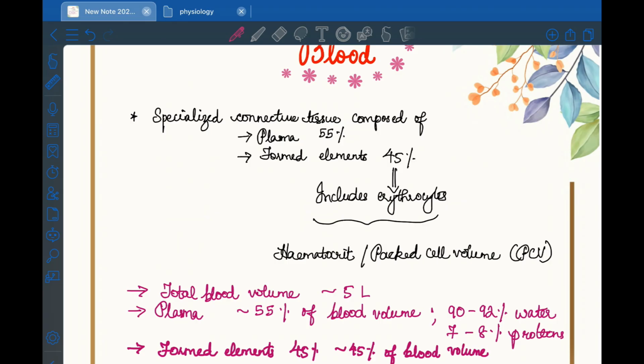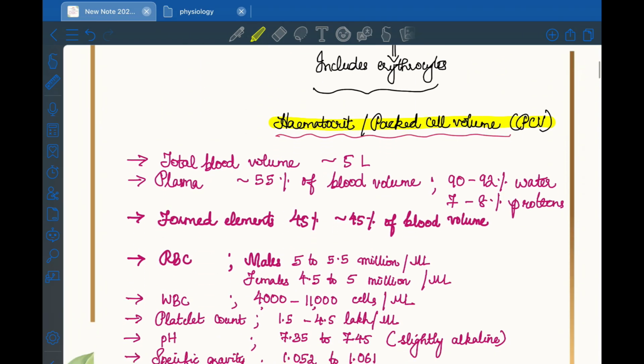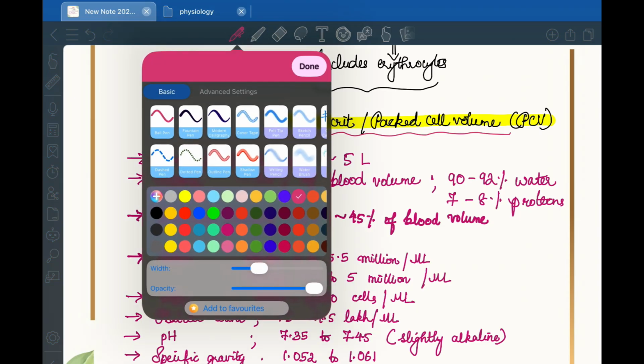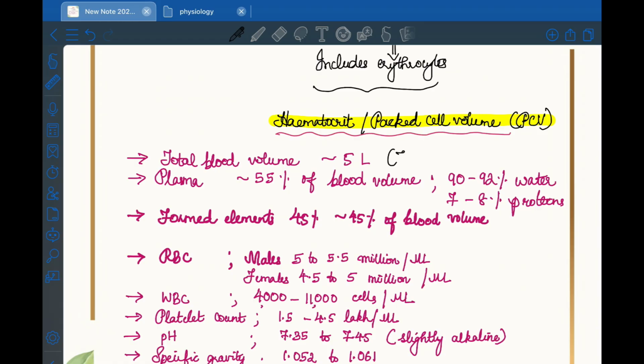But this 45% cellular fraction is largely made up of RBCs and it is referred to as the hematocrit or the packed cell volume, PCV. Total blood volume is approximately 5 liters, that is 70 to 75 ml per kilogram body weight.